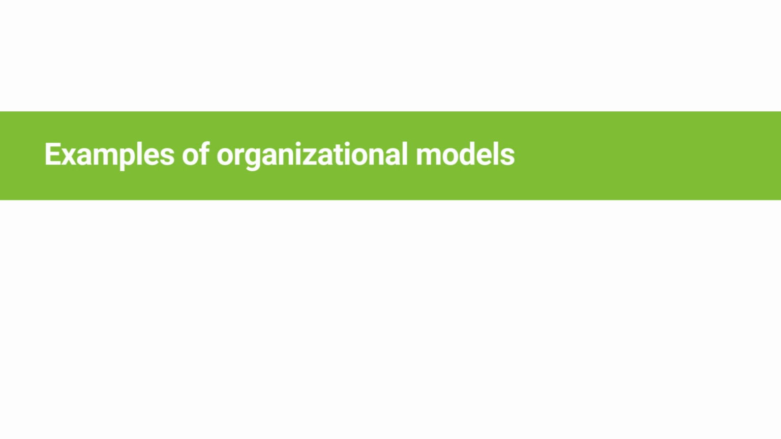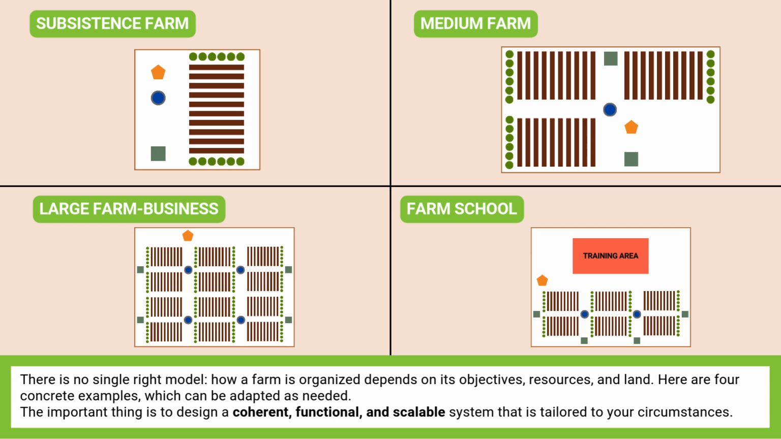Examples of organizational models. There is no single right model. How a farm is organized depends on its objectives, resources, and land. Here are 4 concrete examples which can be adapted as needed. The important thing is to design a coherent, functional, and scalable system that is tailored to your circumstances.